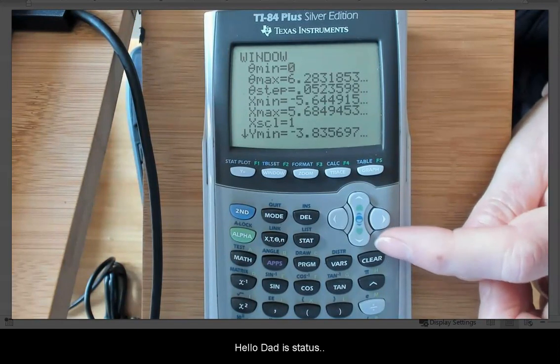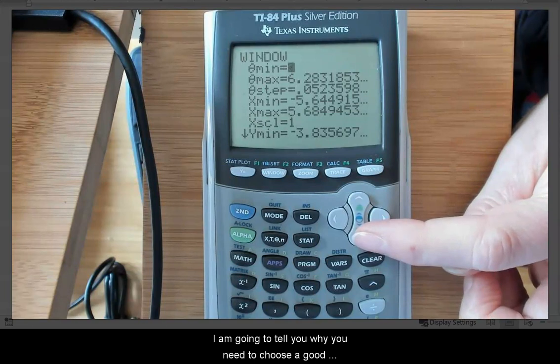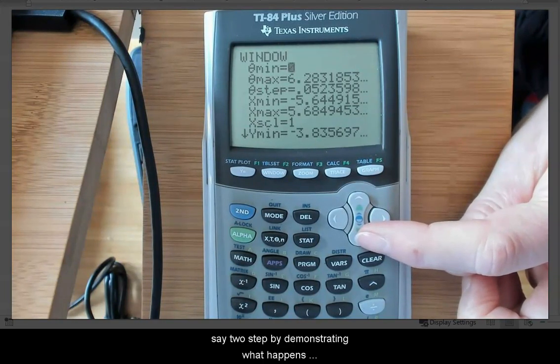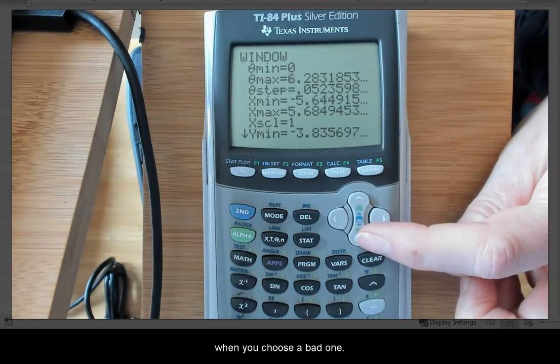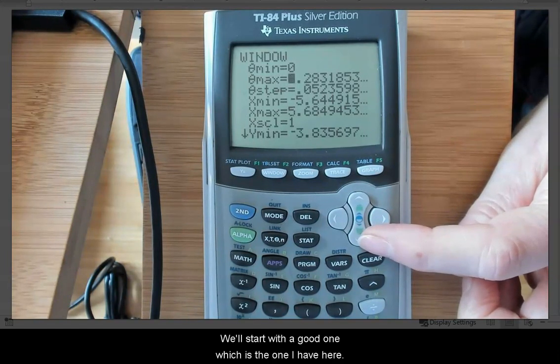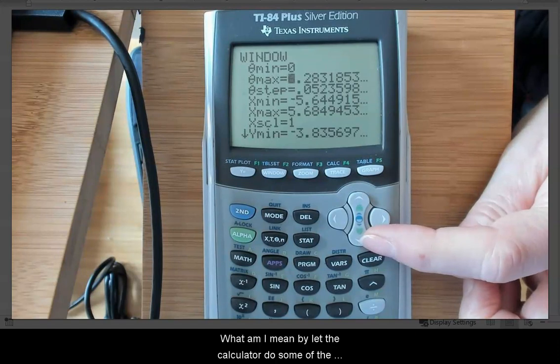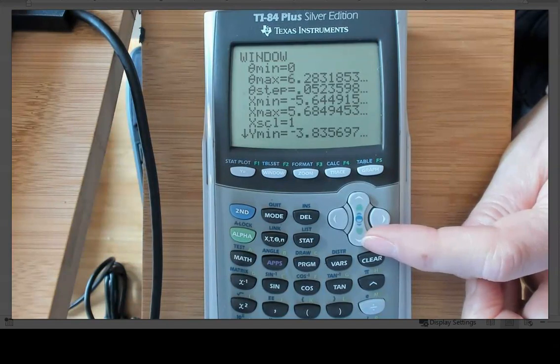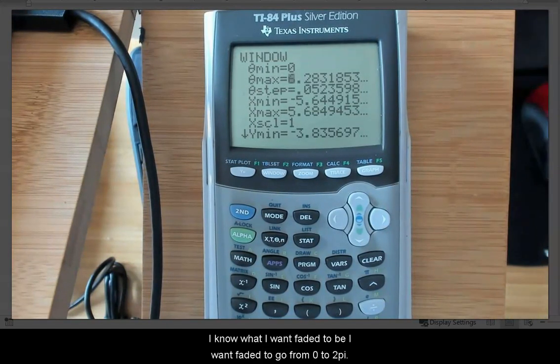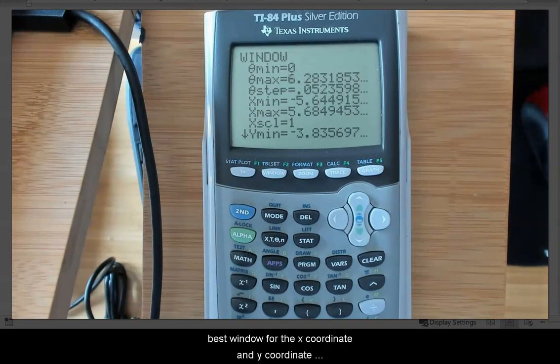Below that is theta step. I am going to tell you why you need to choose a good theta step by demonstrating what happens when you choose a bad one. We'll start with the good one, which is the one I have here. Now, what do I mean by let the calculator do some of the thinking for you? I know what I want theta to be. I want theta to go from 0 to 2 pi. However, I want to let the calculator decide what the best window for the x-coordinate and y-coordinate should be in order to see the graph reflected well.